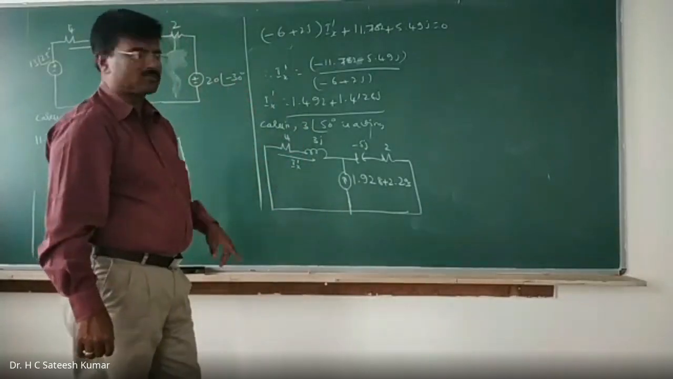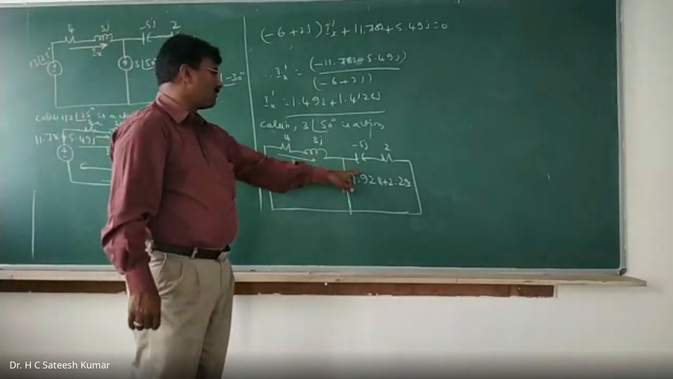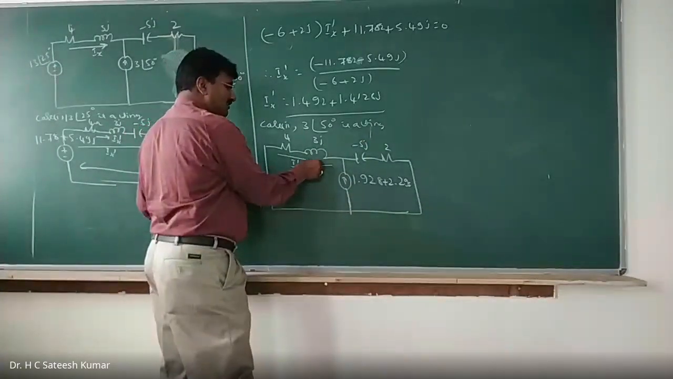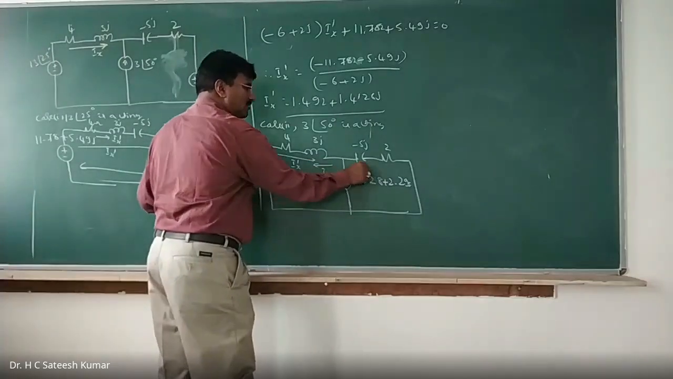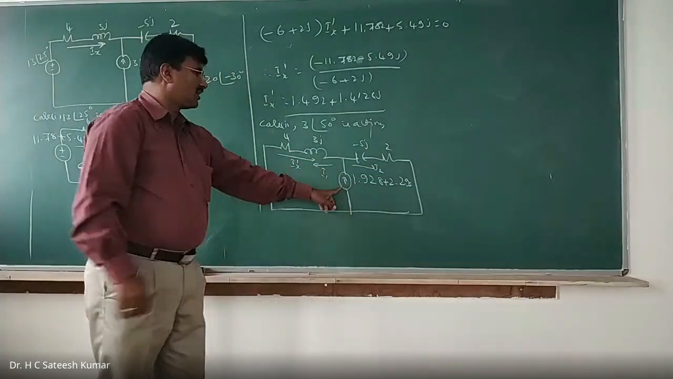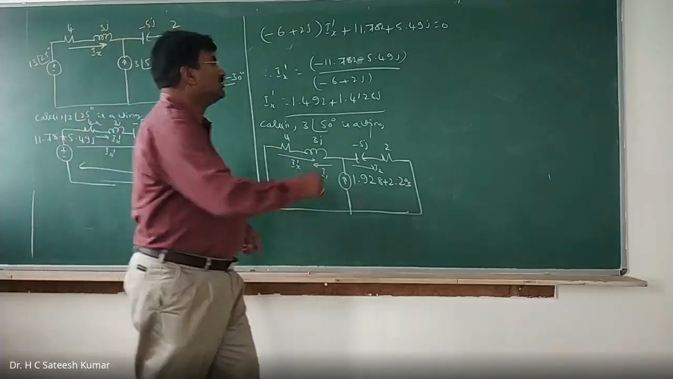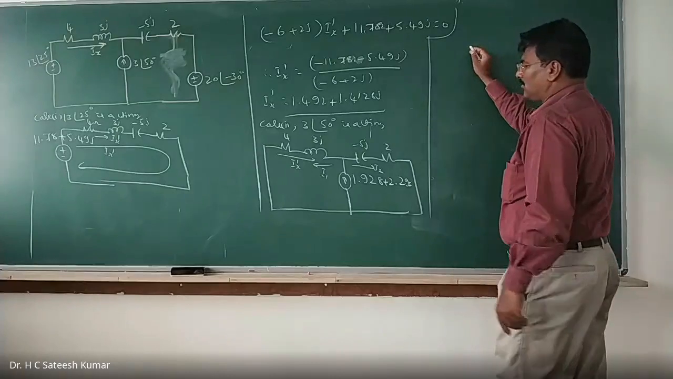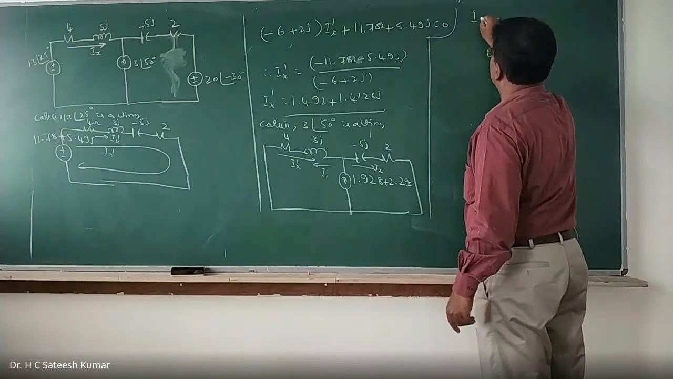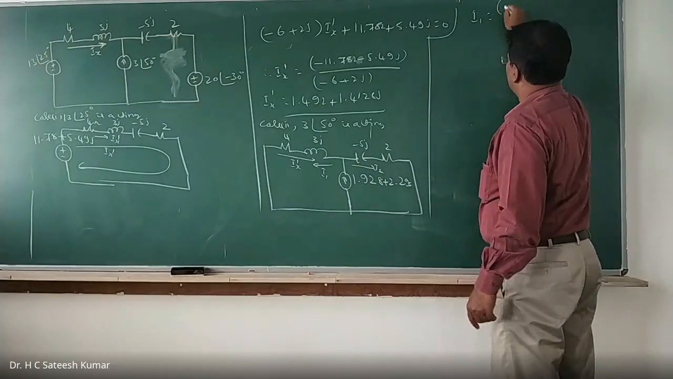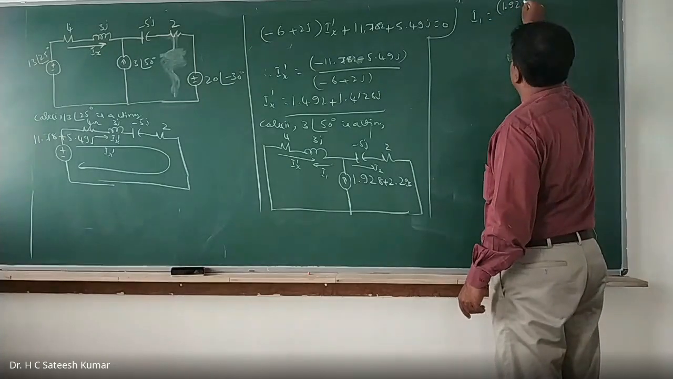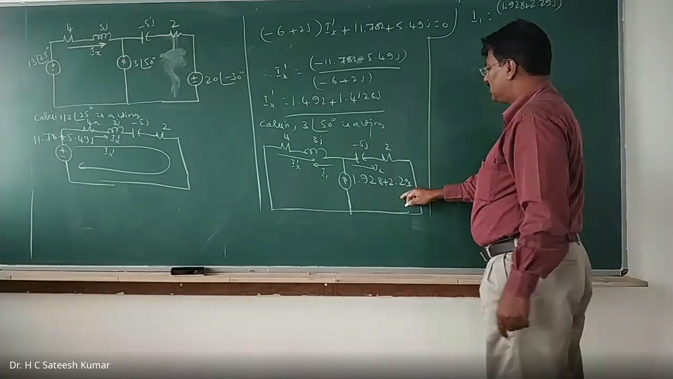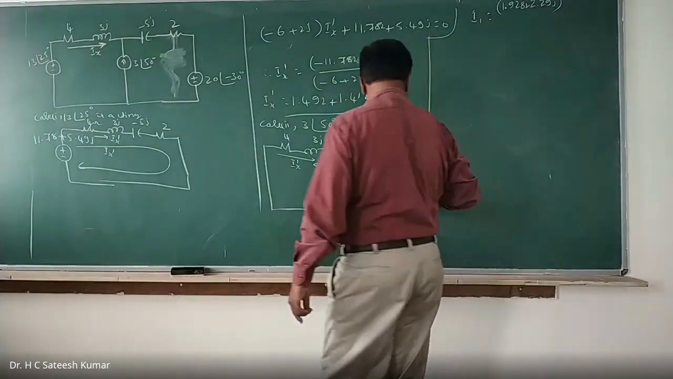Now, for this one, you can make a loop and supermesh, but it will become complex. It is better to go for the branch current method. This current will divide on this side as well as this side. Let us call this current I1 and this is I2. This current will divide in both the directions, so you use the current divider rule. I1 is equal to total current. Total current is how much? 1.928 plus 2.29j.